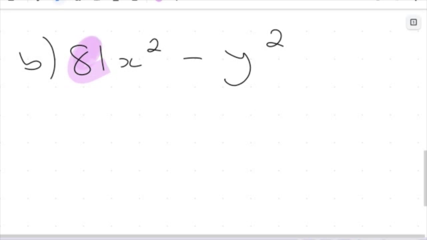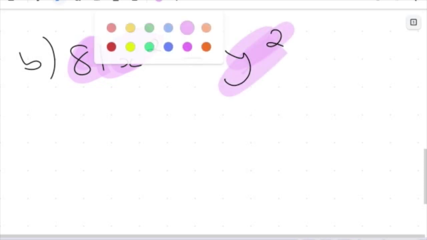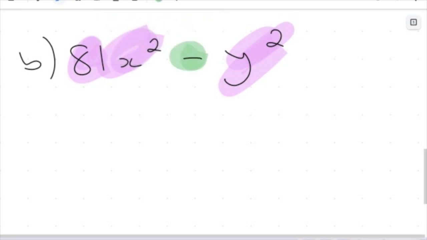Let's try example B. We are going to look at this question, 81x squared minus y squared. Now we want to see, is this a difference of 2 squares? Well, 81 is a perfect square, along with the x squared that it's getting multiplied by, and y squared is also a perfect square. And we have a difference of these two squares. So we can apply what we've been doing up until now once again.